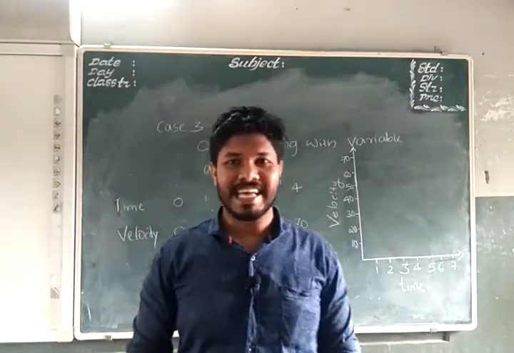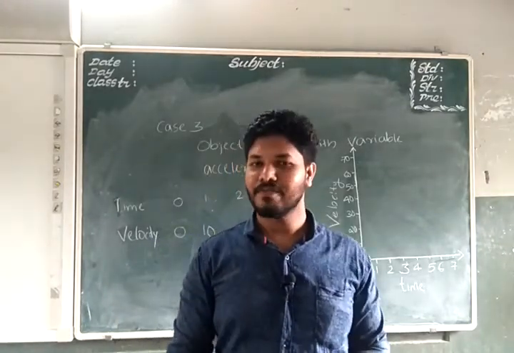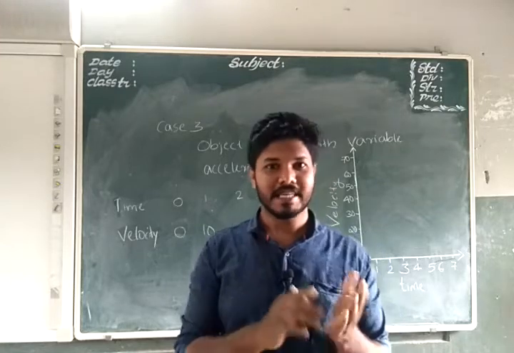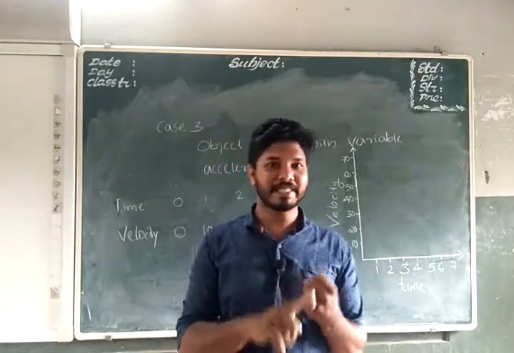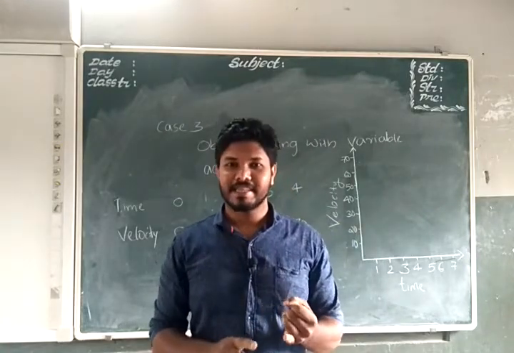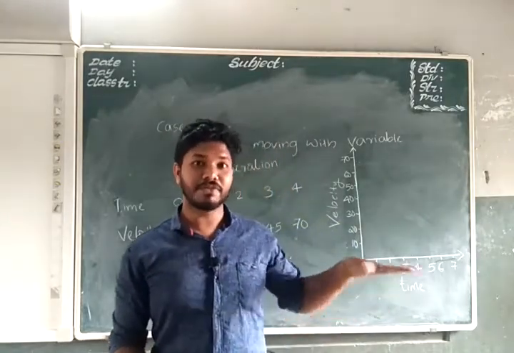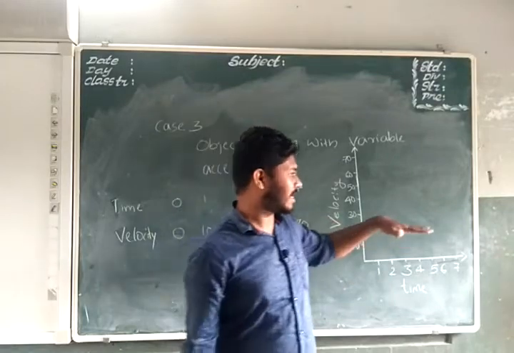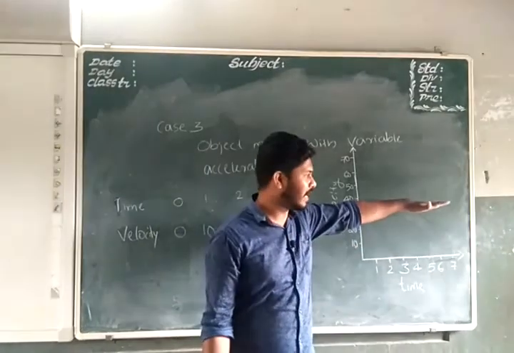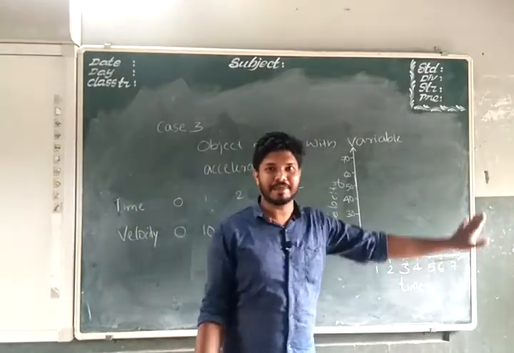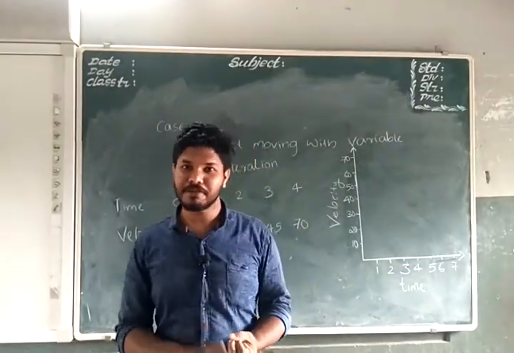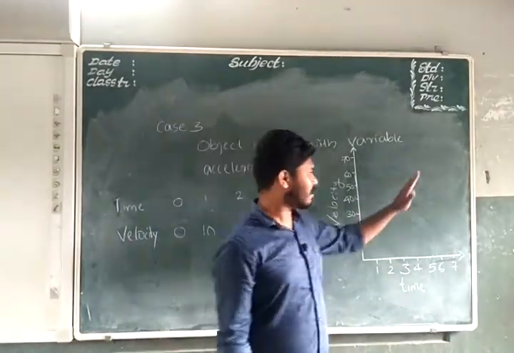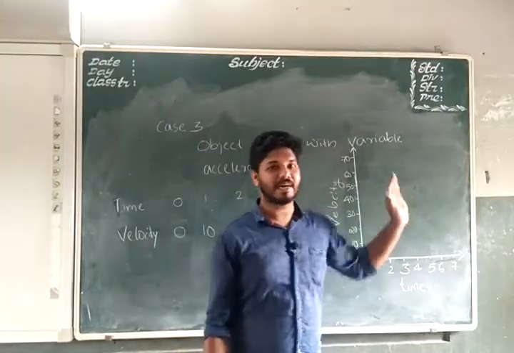Hello dear students, in the last class we discussed the velocity time graph, and in that velocity time graph we discussed two cases. First case was the case in which there is uniform velocity. So in the case of uniform velocity we get a graph that is parallel to the time axis or x-axis, isn't it? And in the case of uniform acceleration we get a straight line that is inclined to the x-axis.